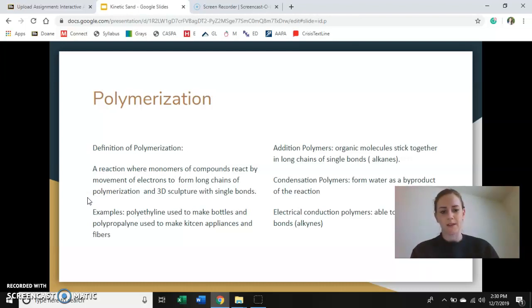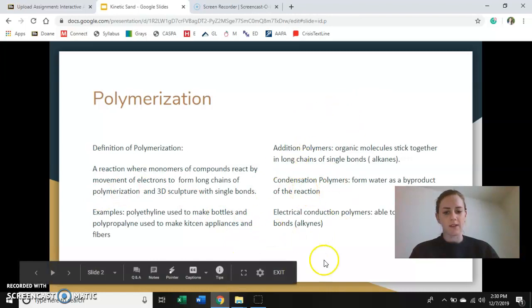This experiment is specifically looking at polymerization, a reaction where monomers react by moving electrons from double to single bonds to form long chains of polymers and 3D objects. Examples of polymers would be polyethylene, used to make plastics and bottles, and polypropylene, which is used to make kitchenware and appliances, things like that.